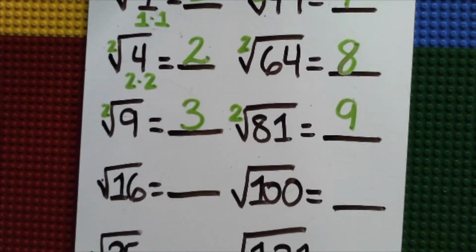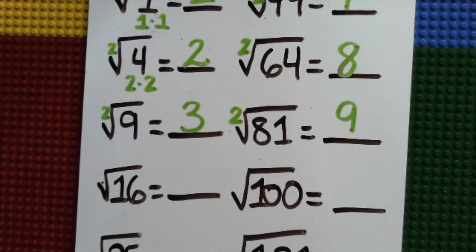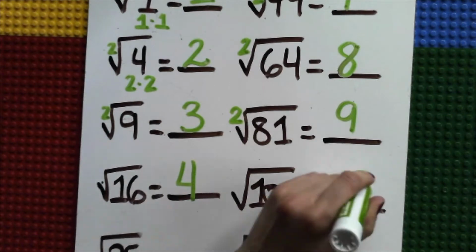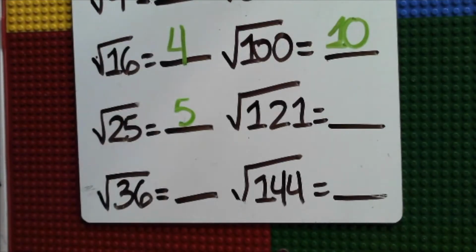Let's do some more basic roots. The square root of 16 is 4, and the square root of 100 is 10. All of these examples contain 2 groups of that number because the index is 2.